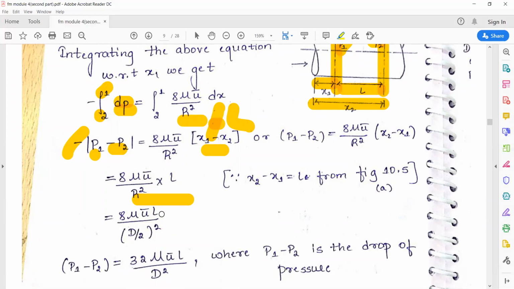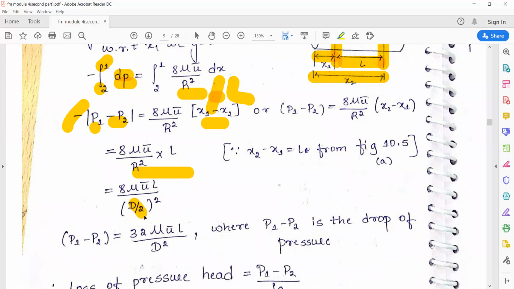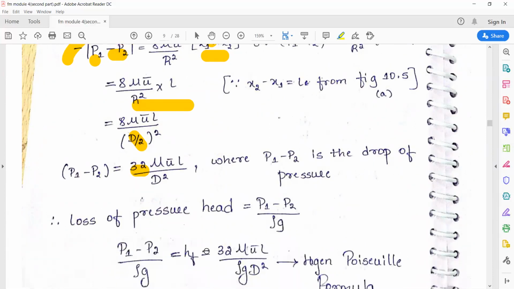All right, or 8 mu u bar L divided by r square, where r is equal to d by 2. Radius is equal to diameter by 2, whole square. Diameter by 2 square is d square by 4, and 4 into 8 is 32. So in the next step, P1 minus P2 is equal to 32 mu u bar L by d square. We have written.